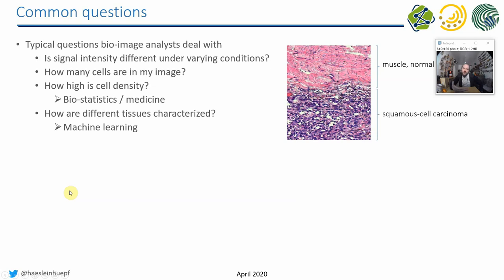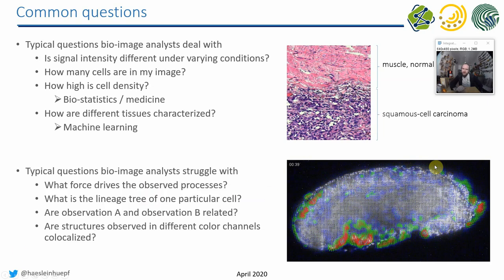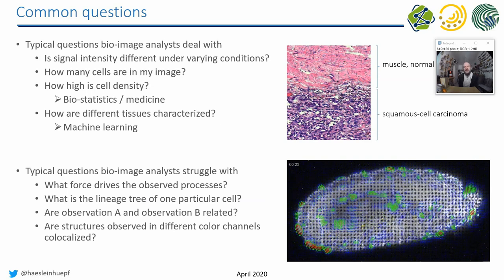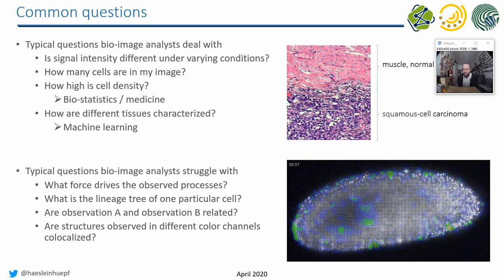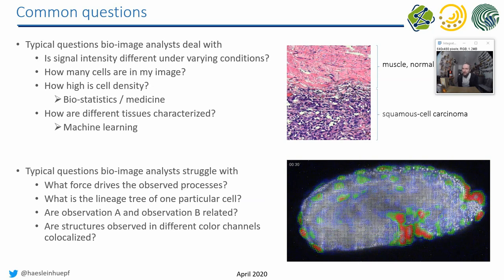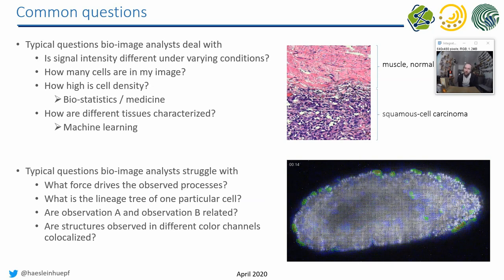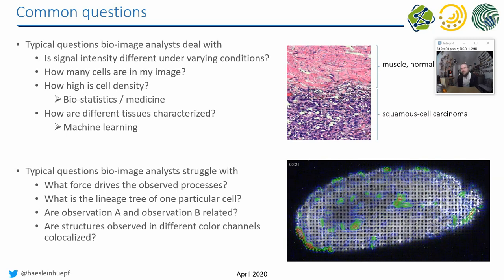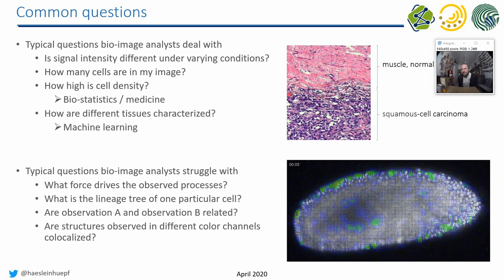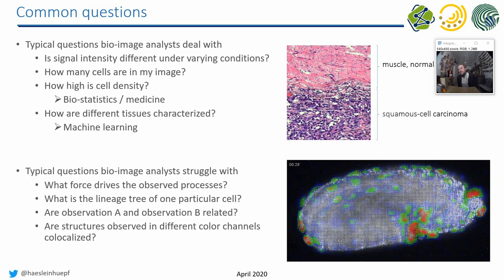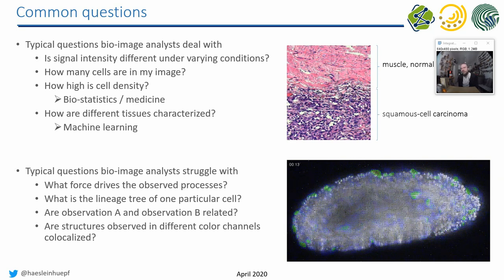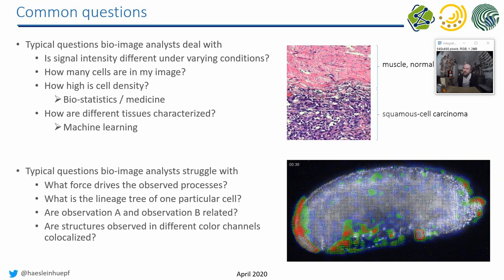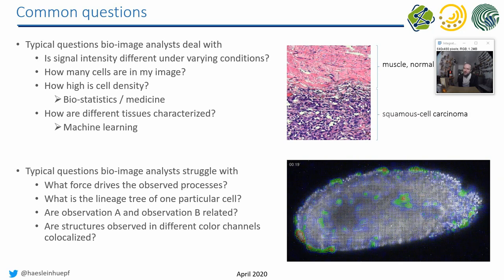And if you want to characterize different tissues, different images, different properties of images, machine learning plays a big role. Furthermore, typical questions image analysts usually struggle with are: what force is driving this process we observe here? Or what is the lineage tree of this particular cell? Are observations A and B related? These are questions which are hard to answer. Especially measuring forces in images is, I would say, impossible, because we are looking at the result of light interacting with our sample. If you want to measure a physical force, something pushing, pulling, traction, it's super hard to set experiments up where you can then get measurements out of images.